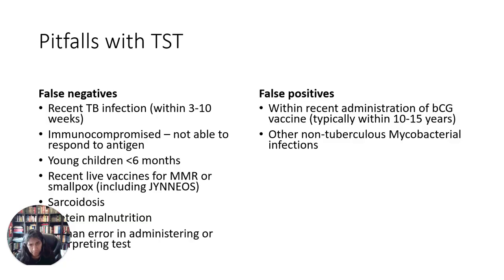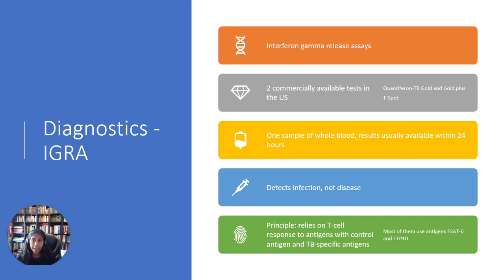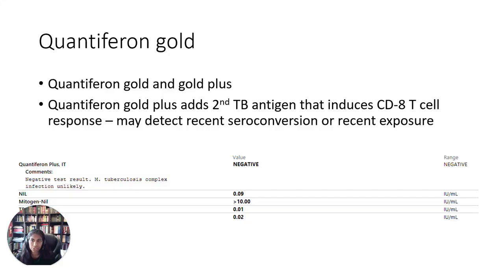Other non-tuberculous mycobacterial infections can cause a false positive TST as well. Then we have the interferon gamma release assay. There are two commercially available tests in the United States, the QuantiFERON TB Gold or Gold Plus, as well as the T-Spot. This typically uses whole blood and again detects infection, not disease.